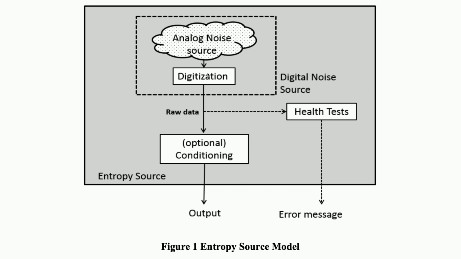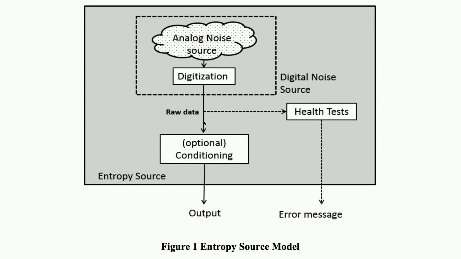And then that data comes out, and so with the analog noise source and the digitization, it gets to be called a digital noise source because it's this black box that outputs digital bits. Then we have the raw data, so there's been no post-processing, and that goes via this dotted line into the health tests, which is an online running continuously test, which is looking at the output from the noise source and deciding whether or not it's broken. And then if it thinks it is broken, there'll be some sort of error signaling coming out.